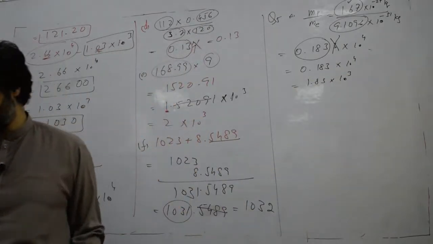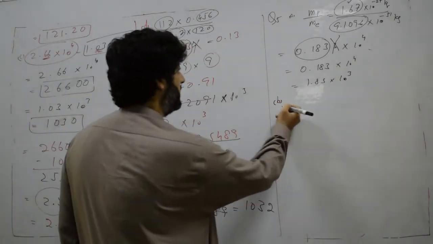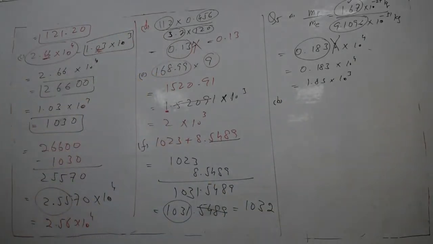Both the answers are correct. So its answer is 1.83 into 10 power 3. Okay. Now come towards part B. This was part A of question number 5. Now come towards part B.